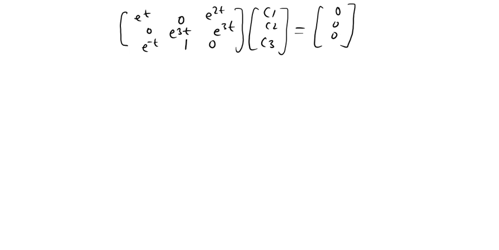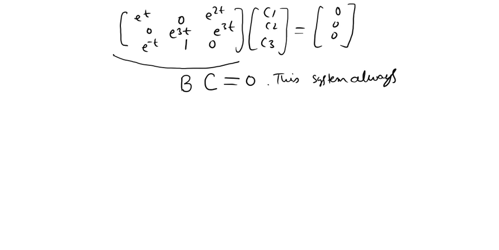Now just check this determinant. You have a homogeneous system. Let us say this matrix is B, and this column vector is C, so BC equals 0. This homogeneous system always has the solution C equal to 0, that is, c1, c2, c3 are 0.